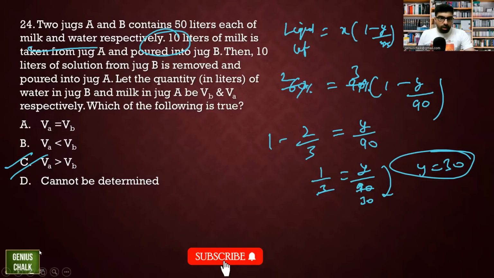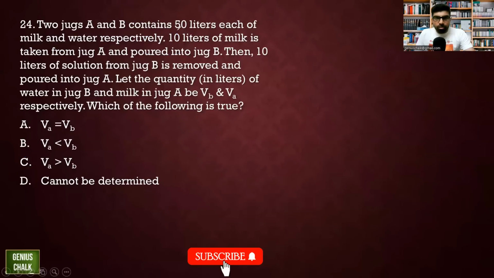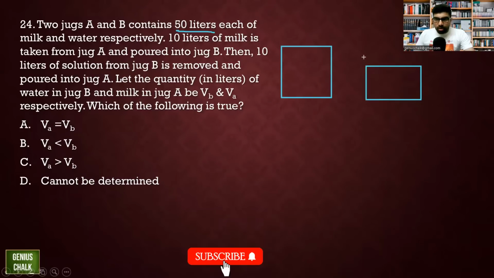All right, next one. There are two jugs, A and B, containing 50 liters each of milk and water. Be very careful, read the data properly. So there are two jugs, one is this, another is this. They have 50 liters milk and 50 liters water. This is jug A, this is jug B.